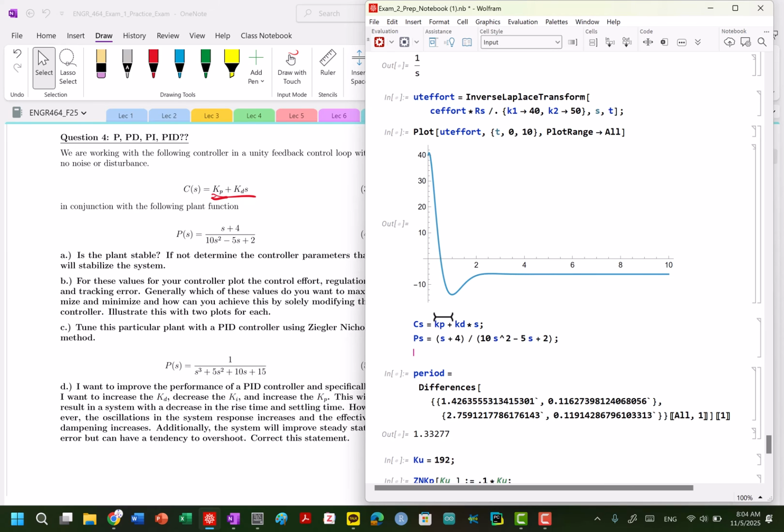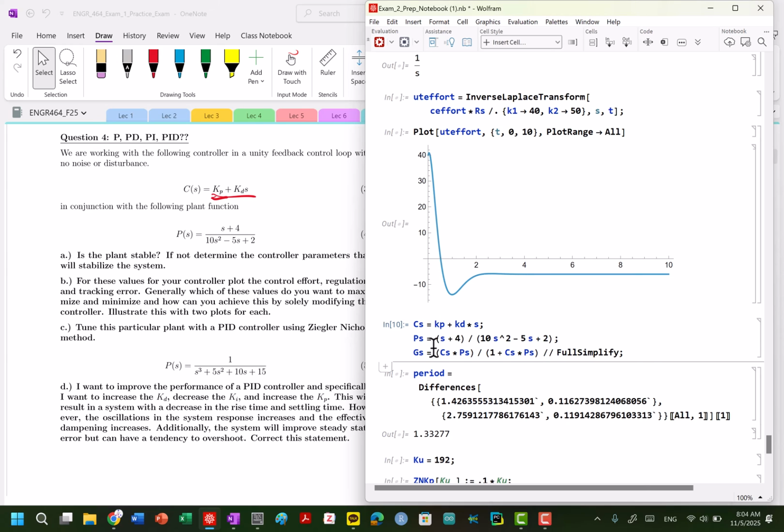it's asking us specifically if the plant is stable, and then the system. So let's go ahead. We're going to tackle a couple of these. G of S is equal to C(S) times P(S) divided by 1 plus C(S) times P(S). So let's tackle each of these one at a time. Let's do full simplify.